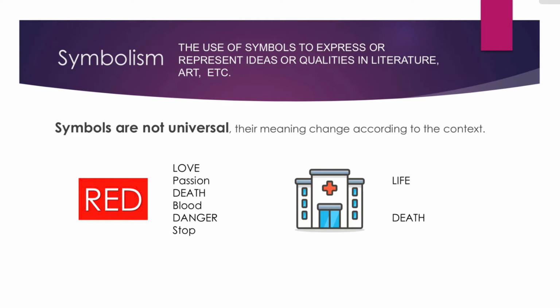Remember that symbols are not universal. Their meaning changes according to the context. For example, red could be love, passion, death, blood, danger, or simply a stop sign. If you are having a baby, a hospital may symbolize life. But if a family member is very sick, the same hospital may have a different meaning, such as death.